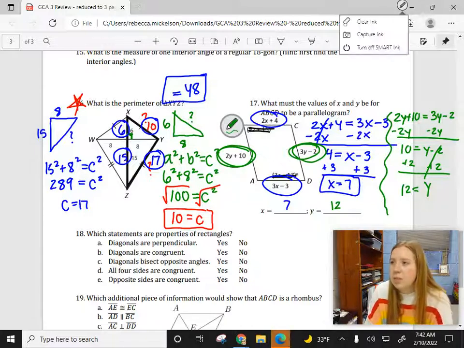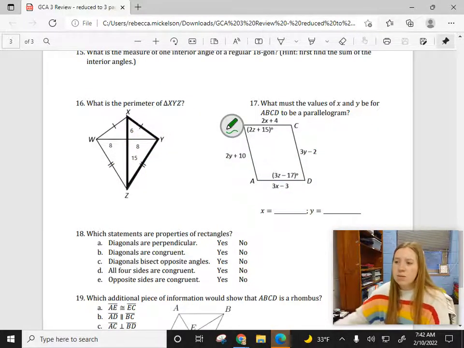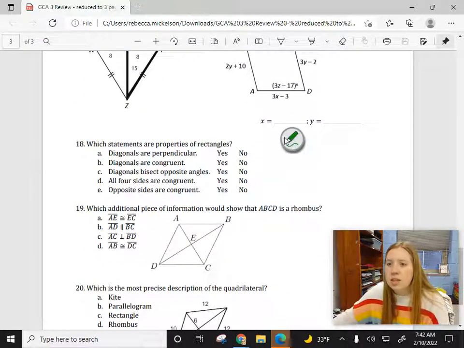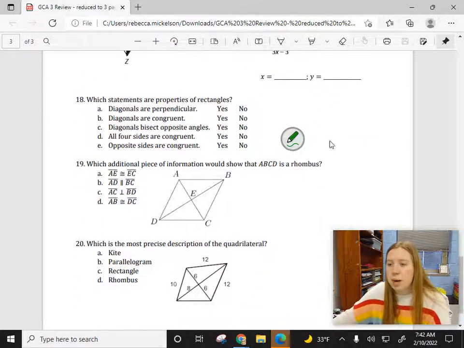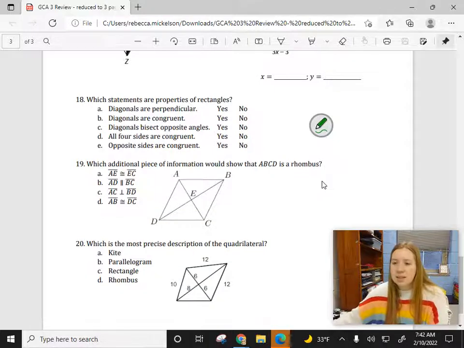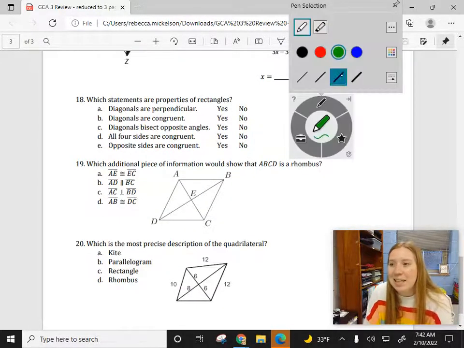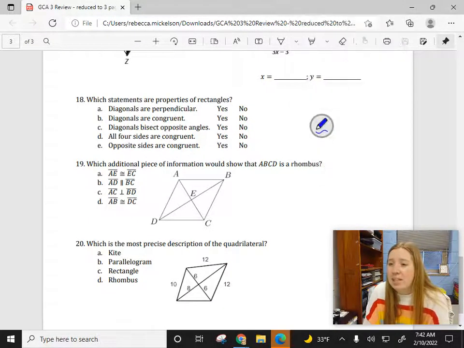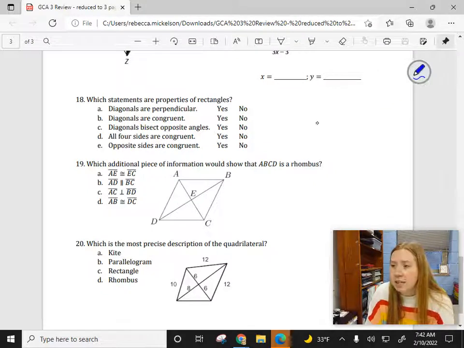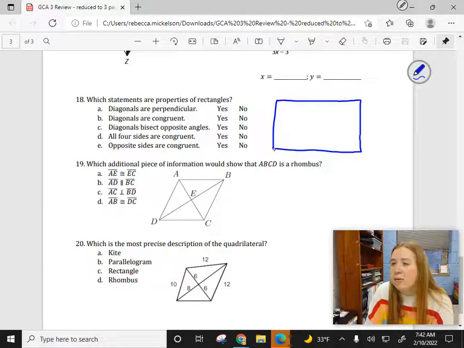All right, just a couple more to go. Our next one is a multiple choice question. It says, which statements are properties of rectangles? So it looks like I'm going to select all that apply here. And this is something that we did before winter break. But our properties of our rectangles are as follows. We know that rectangles have opposite sides that are congruent to each other. So I'm going to select E.